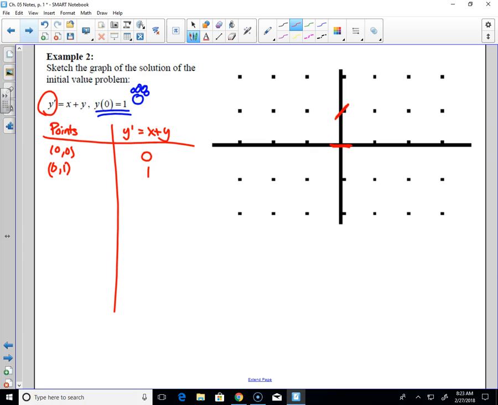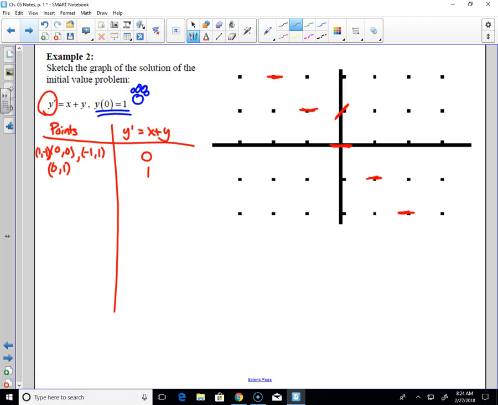When x and y are the same, but one's negative, right? Give me an example. What's the point where x and y are the same, but one of them is negative? How about negative 1, 1? Or 1, negative 1? Oh, so negative 1, 1, that's going to be flat. And 1, negative 1, that's going to be flat. Hey, what else? How about 2, negative 2? How about negative 2, 2? How about negative 3? Oh, it's not there. Okay, well, that kind of did a little bit.